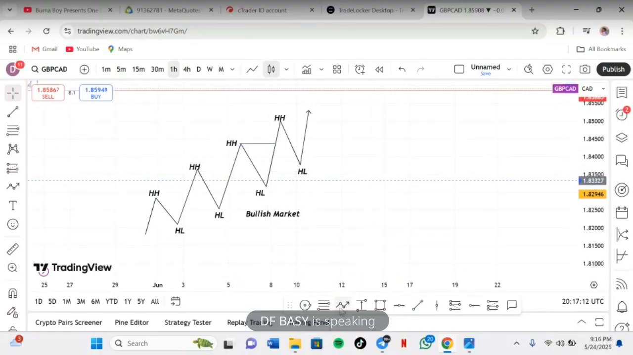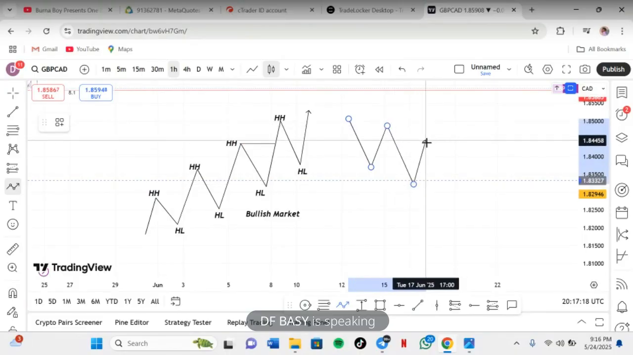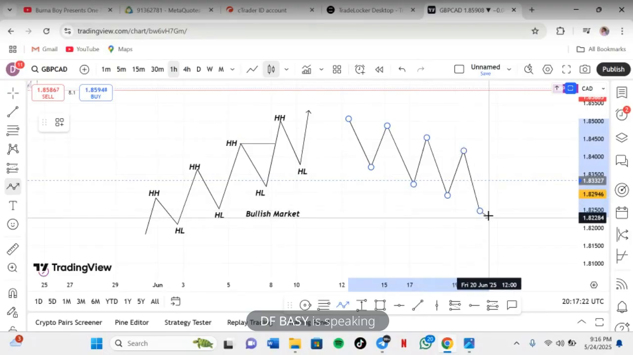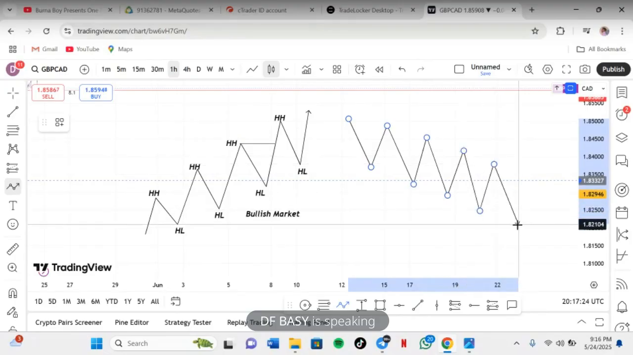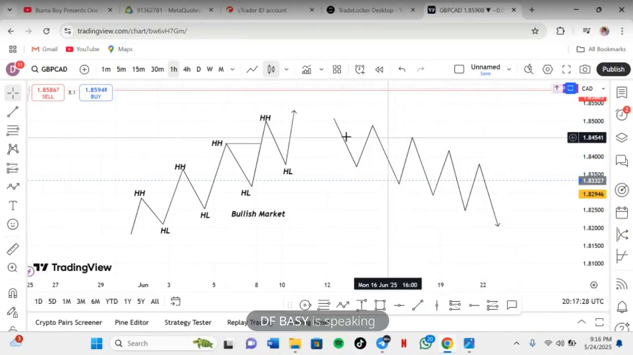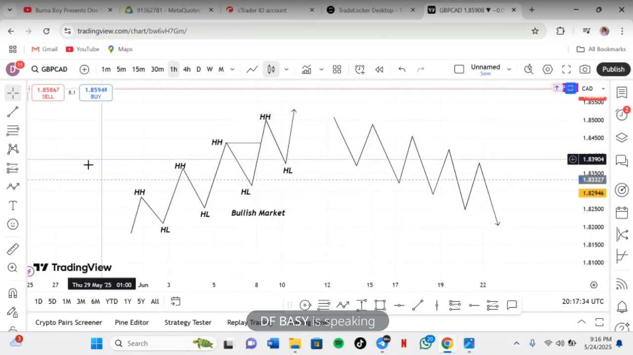So now if it's a bearish market, what do you expect the market to do? Lower lows, lower highs, more like a zigzag pattern, right? So this is what you expect. Lower lows, lower highs, lower lows, lower highs. So if these are the highs, this is what you expect to see.